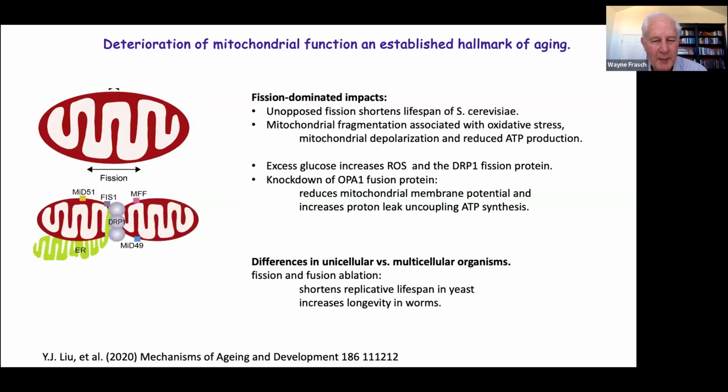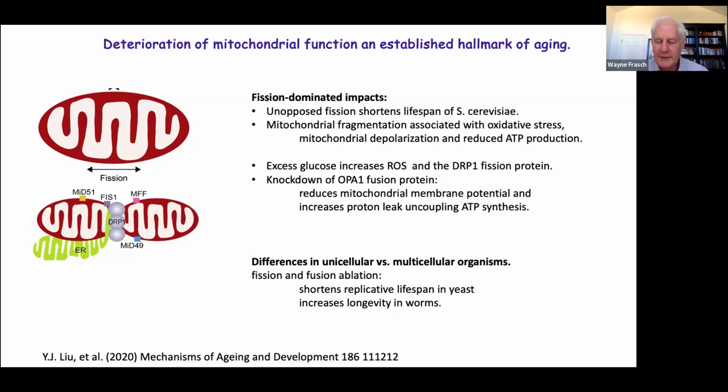So unopposed fission shortens your lifespan, and it's been shown clearly in yeast. And so this is often referred to as mitochondrial fragmentation. When you have fusion occurring, then that is developing a very healthy mitochondrial network, where the mitochondria are interacting with each other and restoring function to damaged ones.